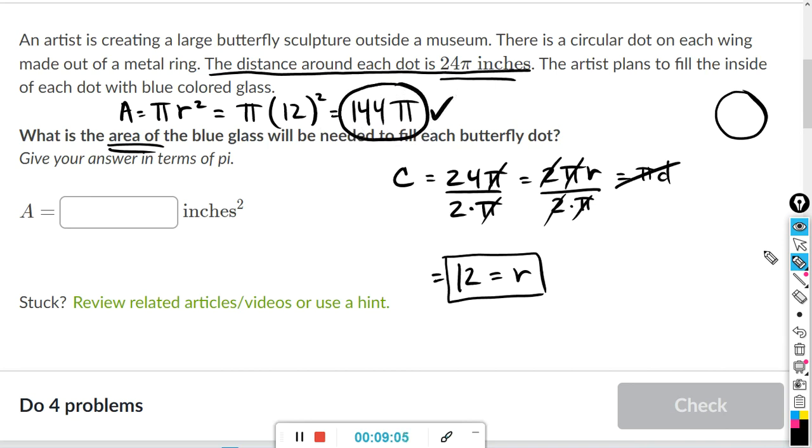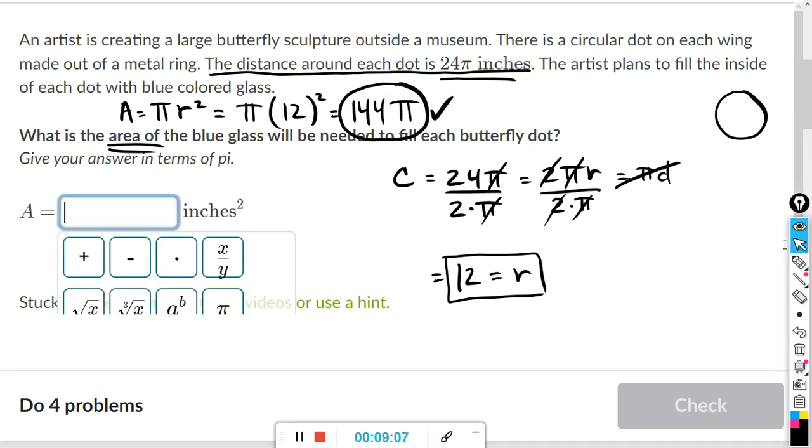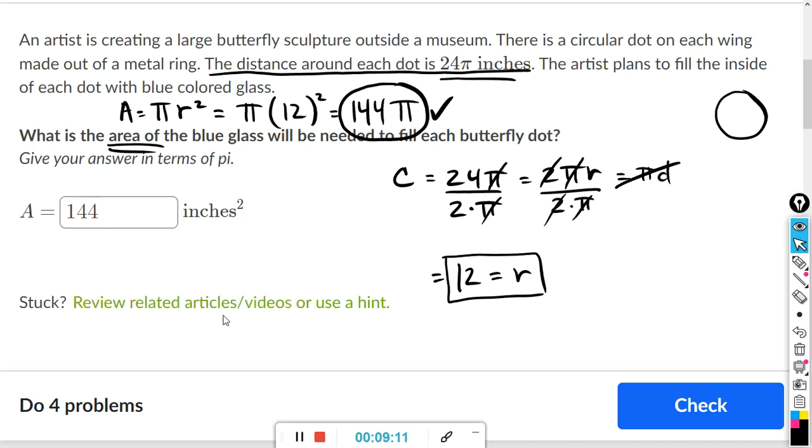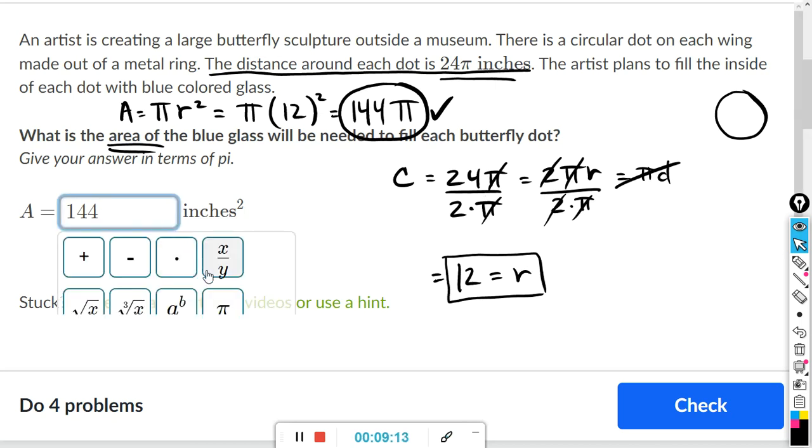Final answer. So in the box, type 144, and you can click the pi symbol. Okay, you can click the pi symbol, but I like to type pi. Same thing.